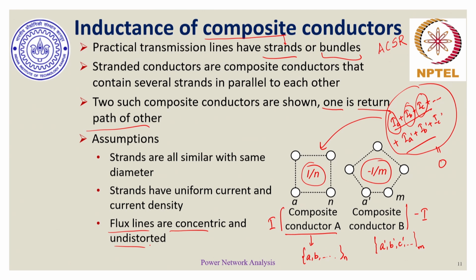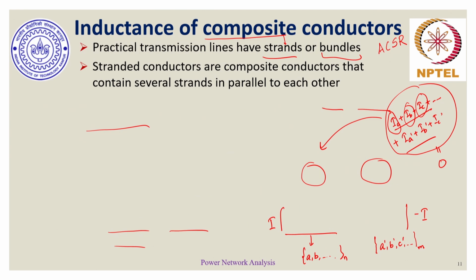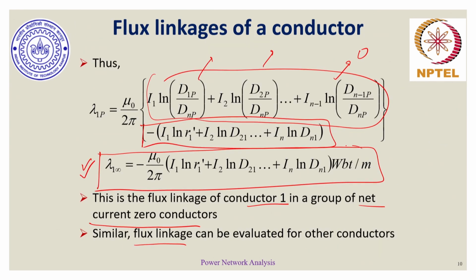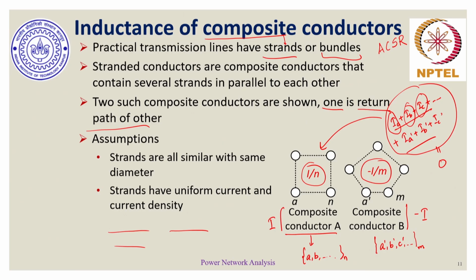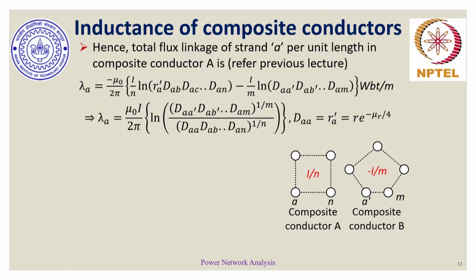There are no distortions. So if we apply our logic of flux linkage expression, which we saw over here, to the flux linkage evaluation in this set of composite conductors A and B, where we could have different strands. The way we focused on one strand and tried to evaluate inductance with respect to its own current as well as currents because of other strands. If we use that, then the flux linkage would have two distinct terms.